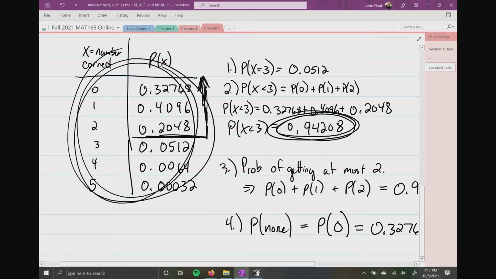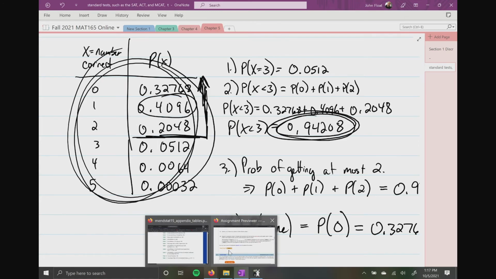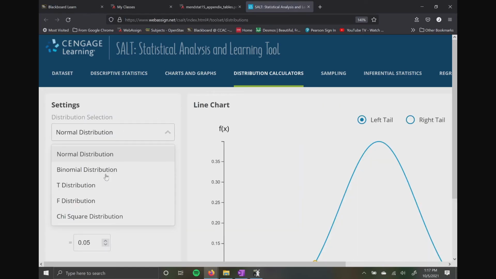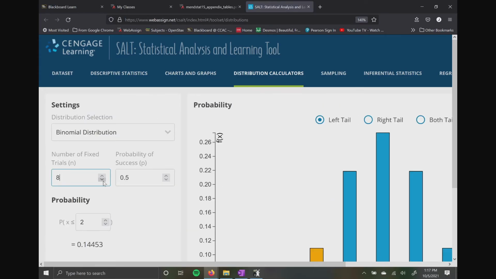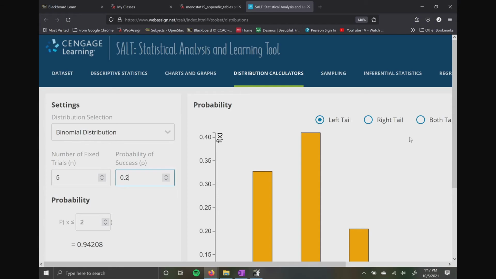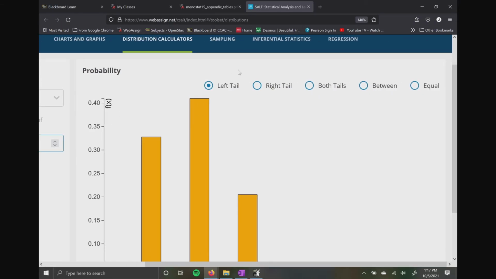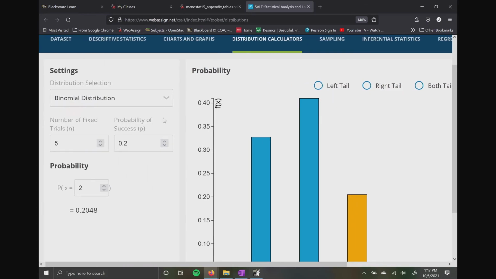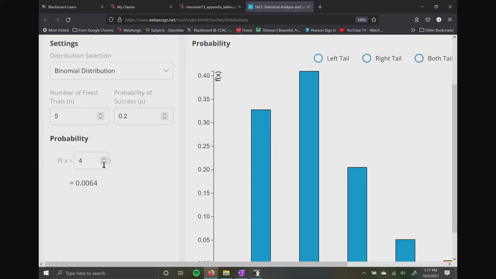if you look at the table, that 0.4096, in fact, we can go back, I guess, to using SALT here. Let me just click on SALT real quick. So 5 questions, 0.2 success. Let me just click on equals. When we look, notice we go from 0.32768 to 0.4096, which is a higher number.